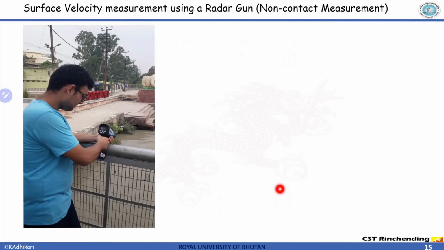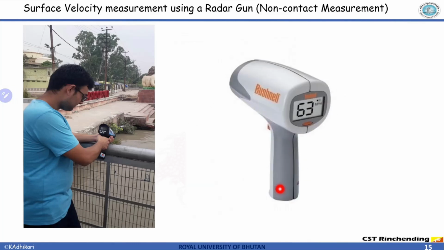And like I was explaining, I was holding the radar gun. This is a non-contact measurement technique. You simply hold the instrument in your hand and point it towards the flow, and then it will directly give you the measurement, like this one.